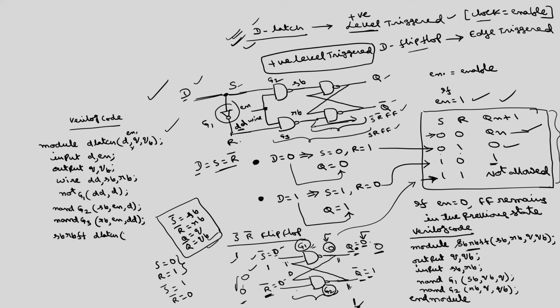So, what are the inputs and outputs? Same SB, RB, Q, QB, end module. So, see about the Verilog code correspond to a positive level triggered D latch. Okay.